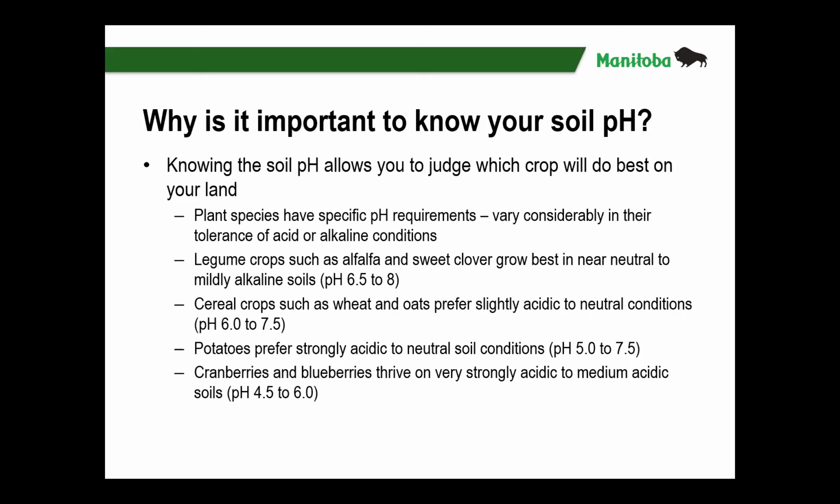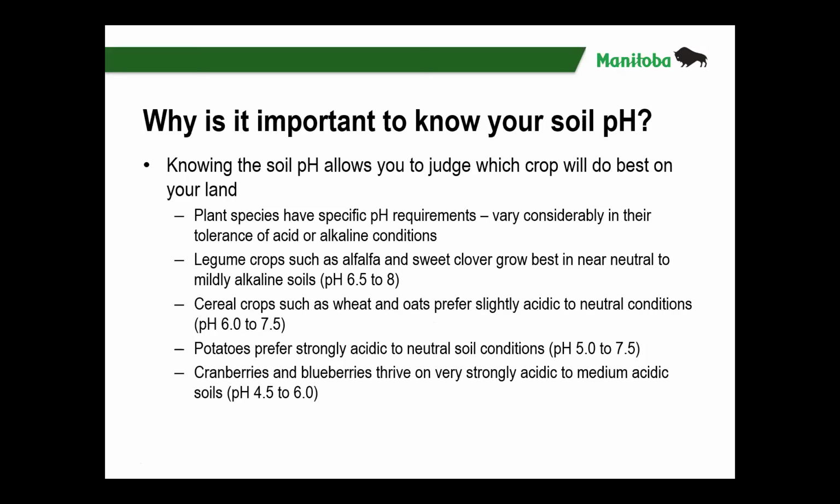Legume crops tend to like being in neutral to alkaline soils, and that is because the bacteria that infect those for finding nitrogen tend to survive better in those alkaline, higher pH soils. Cereal crops, like wheat and oats, tend to like more acidic to neutral conditions, in that 6 to 7.5 range. But again, we grow excellent wheat crops at higher pH. It doesn't mean that you can't grow something outside of that range.